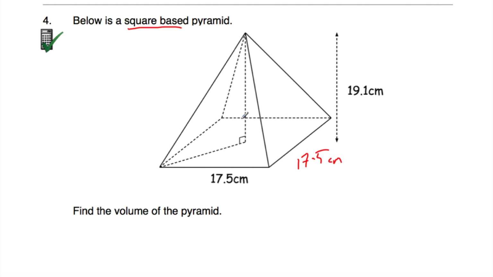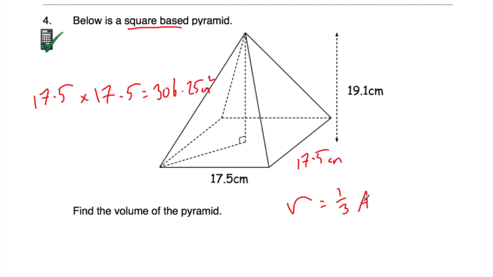And if we want to find the area of the base, we're going to do 17.5 multiplied by 17.5. And it's a calculator question, so that's quite nice. 17.5 squared, or times itself, is 306.25 centimeters squared. So that's the area of the base. Now we want to find the volume of the pyramid, so the volume is equal to a third the area of the base times the height of the pyramid, which is 19.1. So we're going to do a third multiplied by the area of the base, which is 306.25, multiplied by the height of the pyramid, which is 19.1.